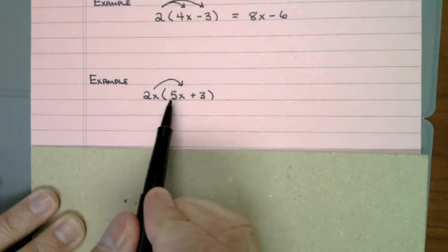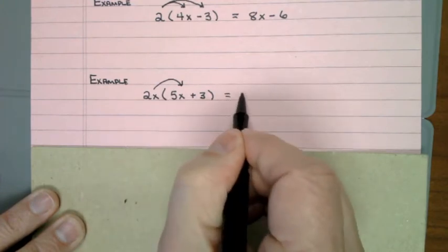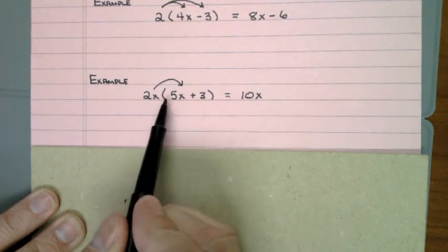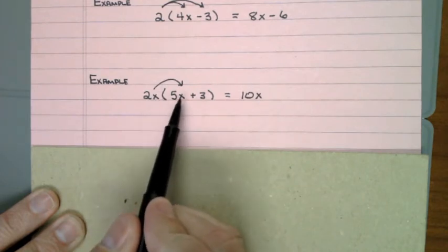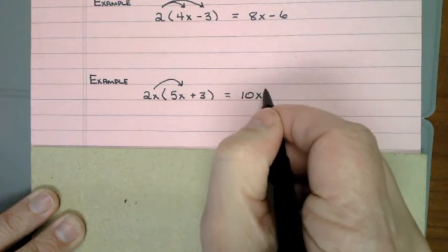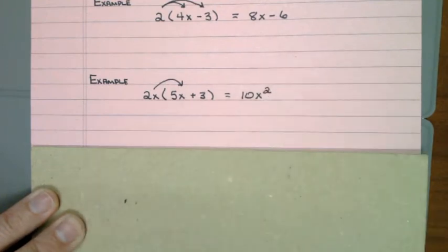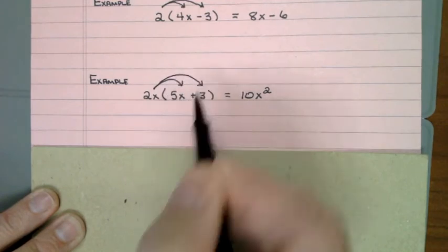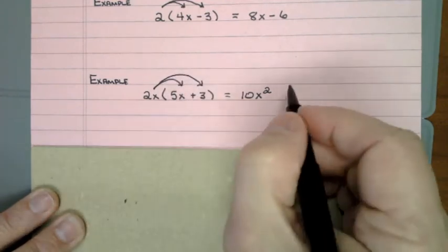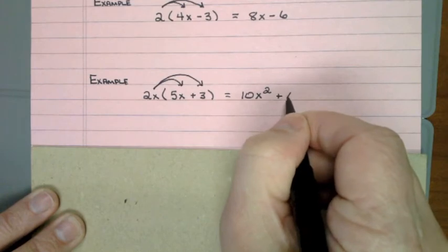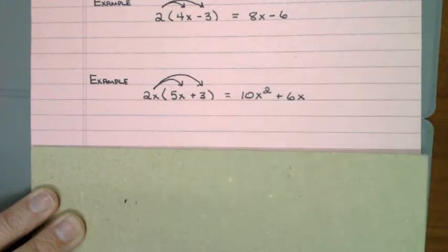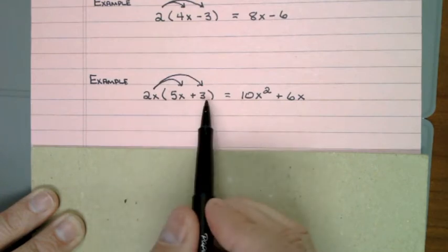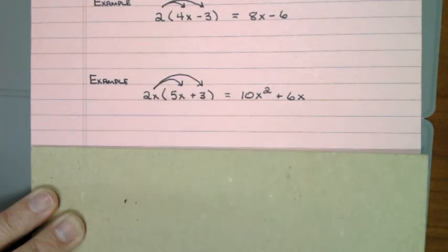I multiply my coefficients. 2 times 5 is 10. I write down the variable I'm using and I add my exponents. Remember, there's an exponent of 1 right here, exponent of 1 right here. My new exponent is 2. Then I take this 2x and multiply it to 3. 2 times 3 is positive 6, and then I make sure I put that x with it because this is 2x times 3. 2x times 3 is 6x.